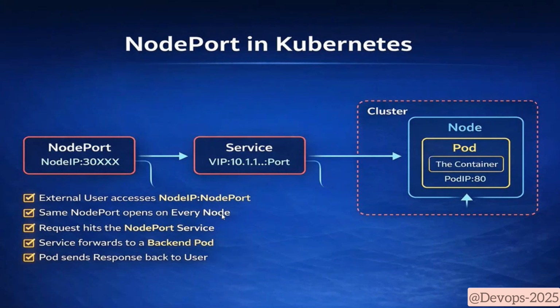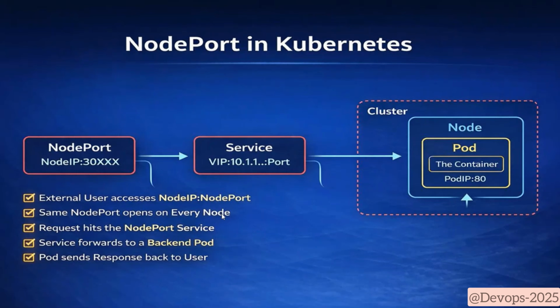Okay, so this is where you should always park this concept in your mind. First the user hits the application URL, then it will go to the NodePort, then it will go to the service, then it will go to the pod, then the container, and finally the application will respond. So when you create a NodePort service, what does Kubernetes do internally?